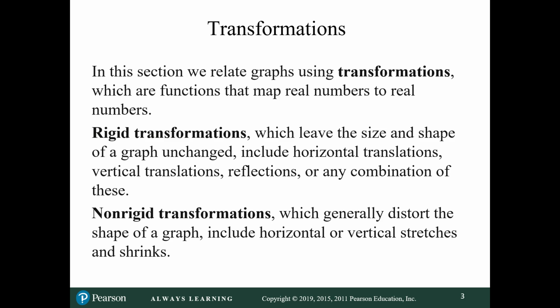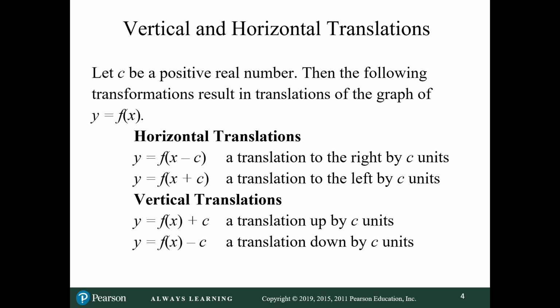Okay? So rigid transformations leave the size and shape the same. Non-rigid distort the graph. So when we're multiplying by a number to stretch and shrink, that's non-rigid. When we're just adding numbers or subtracting numbers to move them, that's rigid transformations. Okay? So, horizontal transformations. This is important.